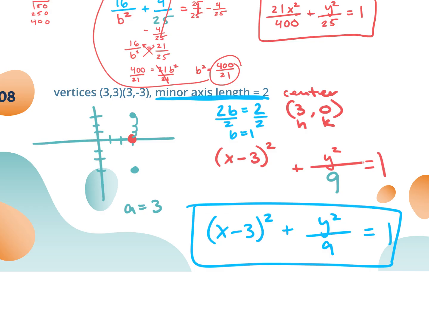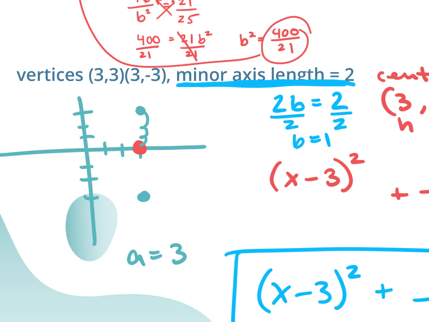So our minor axis, the length is 2. So half of it would be just one side. So it'd be from 3 to 4 and then from 3 to 2. So our minor axis would be from here to here, which would give us the whole length of 2. So you always just cut it in half. Whatever your major axis or your minor axis is, just divide it by 2 to find either your A or your B.